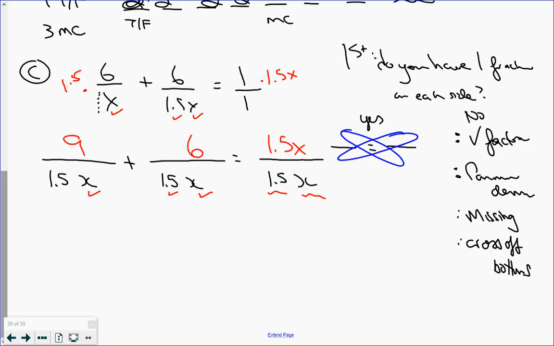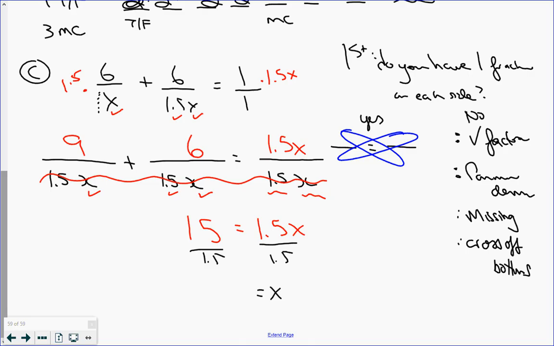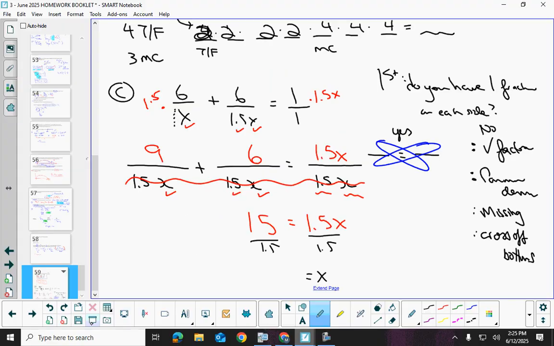Once you get here, we get to cross off the bottoms. So 9 plus 6 is 15 equals 1.5x. Divide both sides by 1.5, and whatever that is.